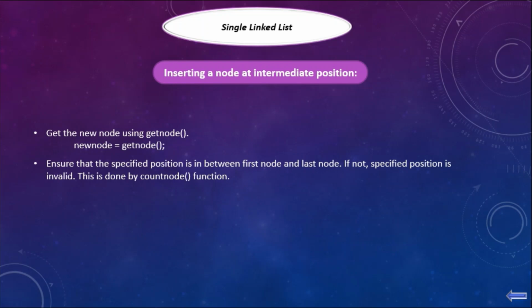So we are going to ensure that the specified position is between the first node and the last node. If we find the specified position is not between the first node and the last node, then we will just print that the specified position is invalid. This can be done by using the count node function, which is used to count the number of nodes of the linked list.